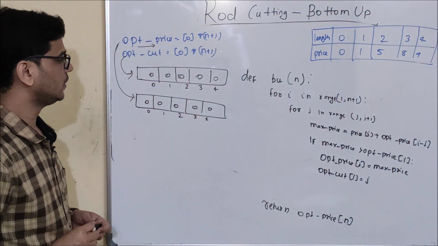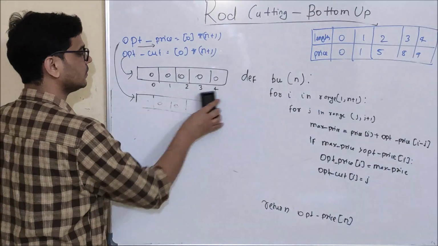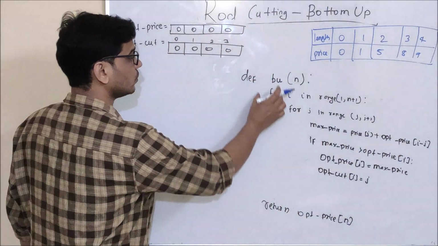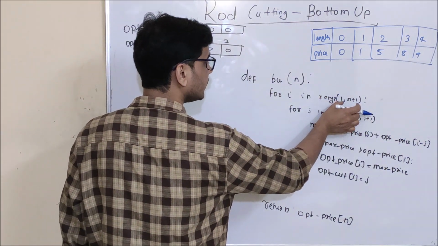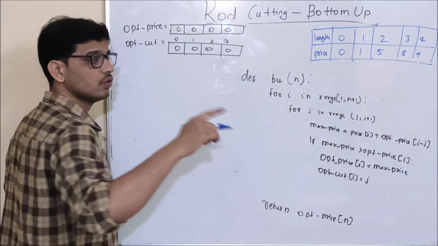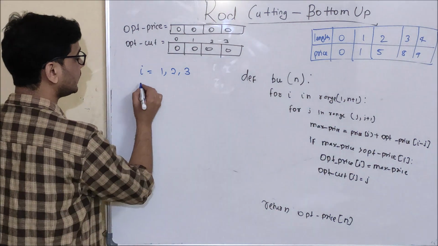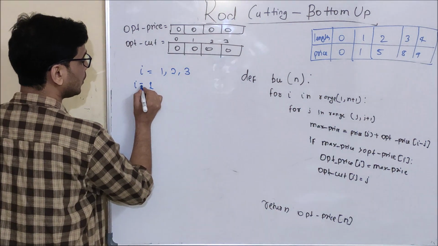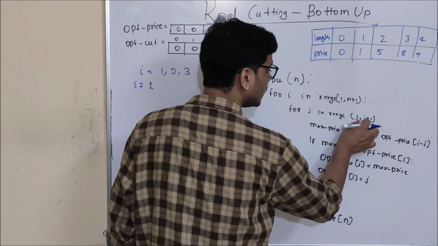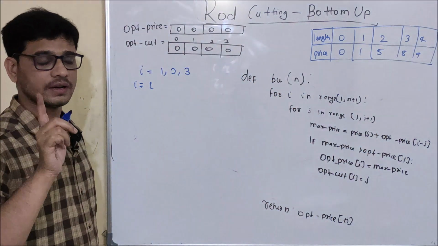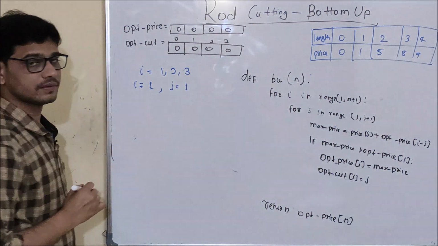Now let's see how this particular code will execute for n equal to 3, that is, a rod of length 3. So this outer for loop will run from range 1 to 3 plus 1, that is 4. 4 will be excluded, so I will run for 1, 2 and 3. Now let's see, when i is equal to 1, how many times j will run. j will run for range 1 to 1 plus 1, that is 1 to 2. 2 is not included, that is, when i is equal to 1, j will run only for 1.